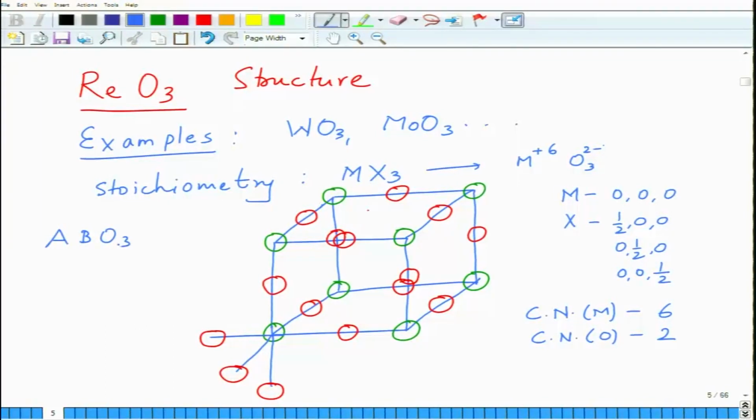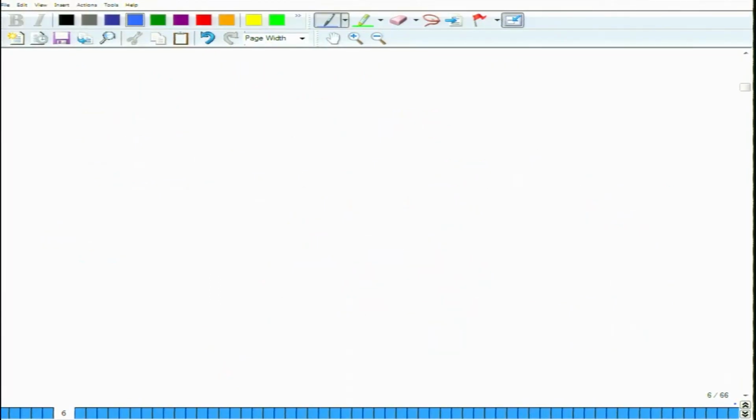This structure is very similar to ABO3. If you look at ABO3, we drew ABO3 in this form, right? So where is now A? A is missing here. It can be considered as a sort of perovskite structure with A atom missing. So it's just BO3. So coordination of M is octahedral, coordination of oxygen is linear. Okay, so this is the coordination, and the examples I have given to you.